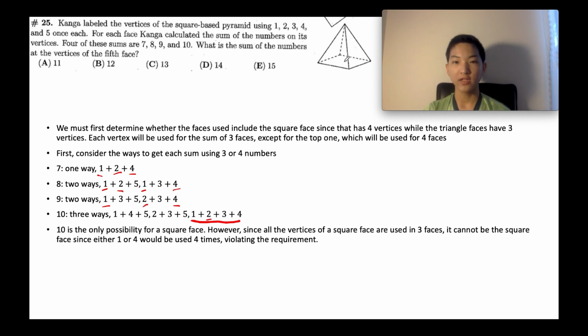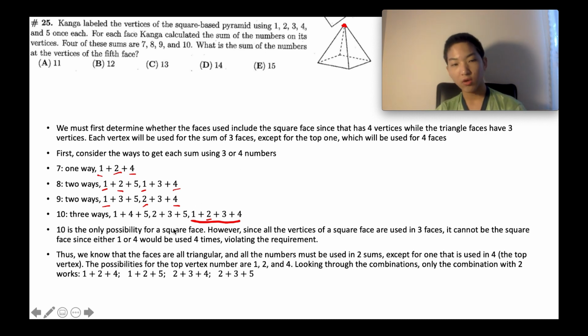And there's no vertex which can be used in the square face, which is used in 4 faces total, because the only vertex used in 4 faces is this top one. So no matter which combination, if this 10 is the sum of the vertices of a square face, there's no combination of numbers on the vertices of the other faces so that this diagram could possibly make sense. Thus, we know that all of the faces are triangular, and all the numbers must be used in 2 sums.